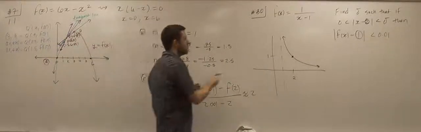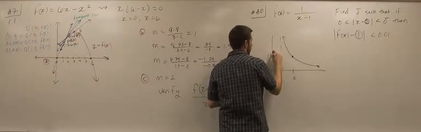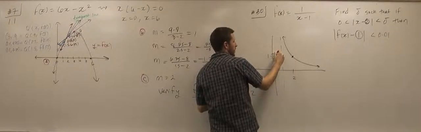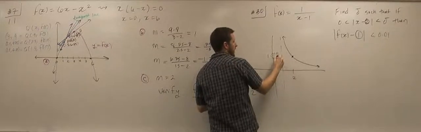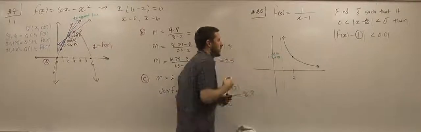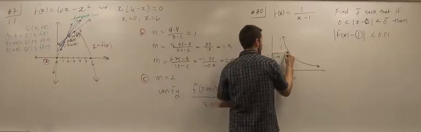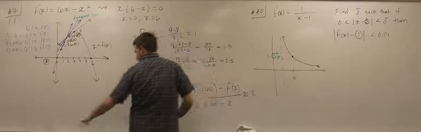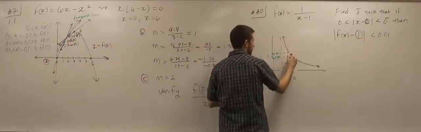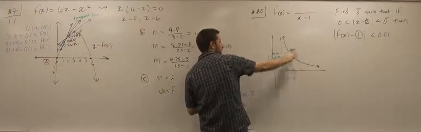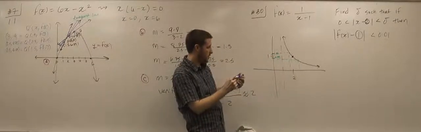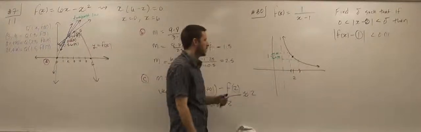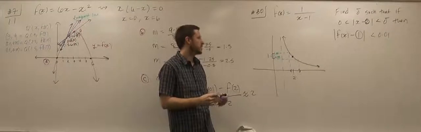What it's saying is, if you take a 0.01 tolerance around 1, if you go up 0.01, this would be 1.01, and if you go down 0.01, this would be 0.99. The question is, what is the corresponding tolerance around 2 that you can use to make sure that you end up with this correct region here? We need to figure out how far we can go around 2 so that we stay within this tolerance on the y-axis.